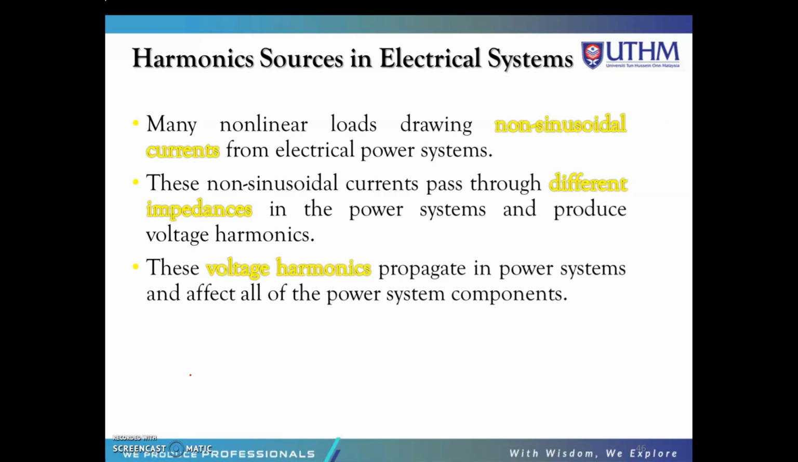These non-sinusoidal currents pass through different impedances in the power system and produce voltage harmonics. These voltage harmonics propagate in the power system and affect all the power system components.